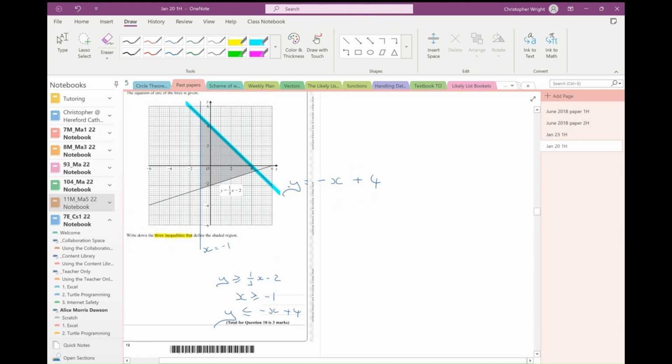Incidentally, you might have looked at that last line here and said actually its equation is x plus y equals 4, which would have been correct, and in which case your inequality would have been x plus y must be less than or equal to 4, because the points are below the line.